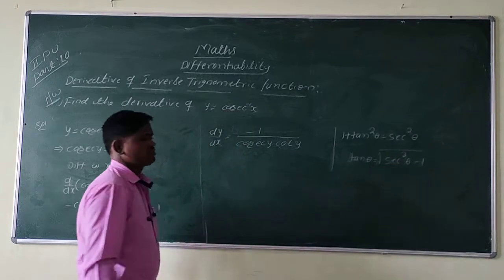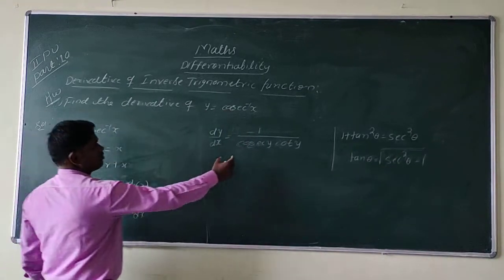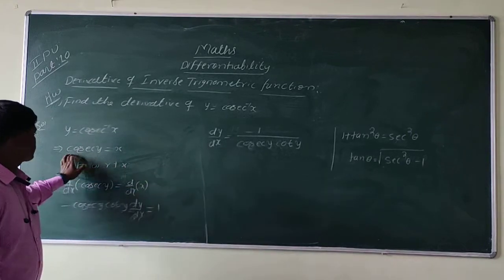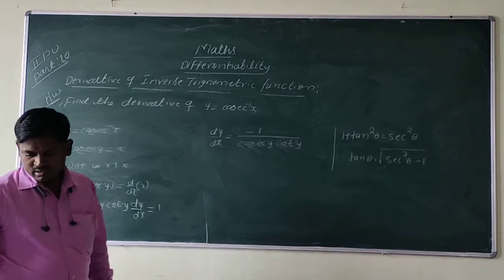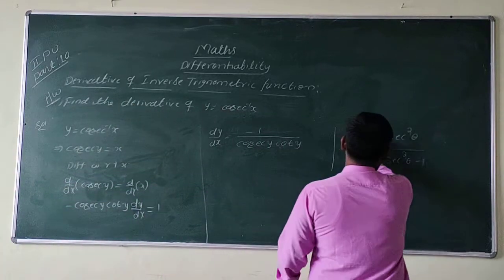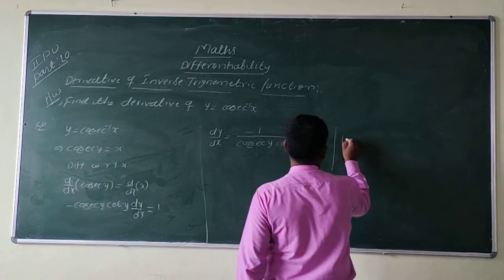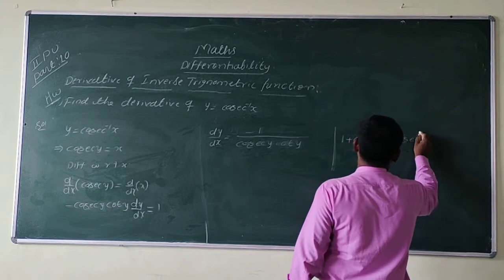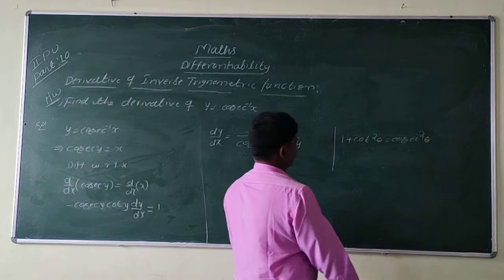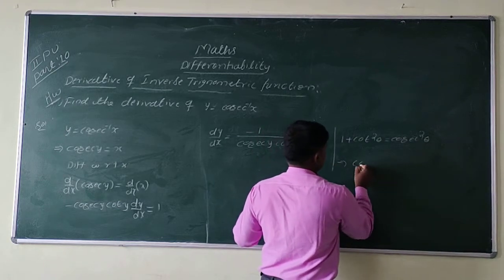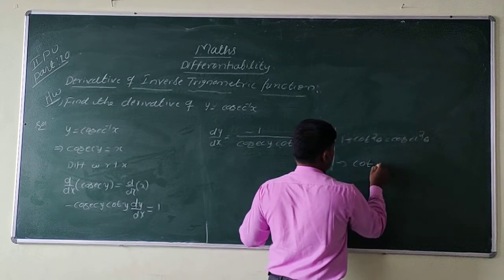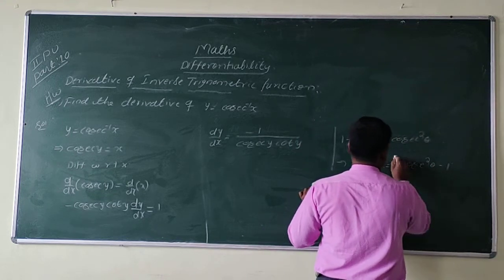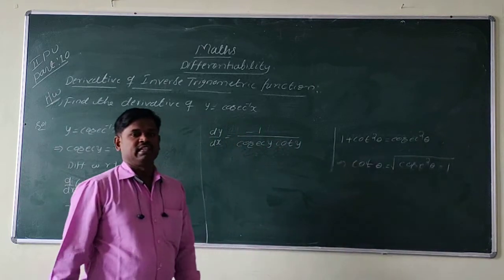Cosecant y into cot y. So we are going to convert it in terms of cosecant y. Cot y can be converted into cosecant y, because cosecant y is equal to x. So again, 1 plus cot square theta is nothing but cosecant square theta. Therefore, cot theta is equal to root of cosecant square theta minus 1.